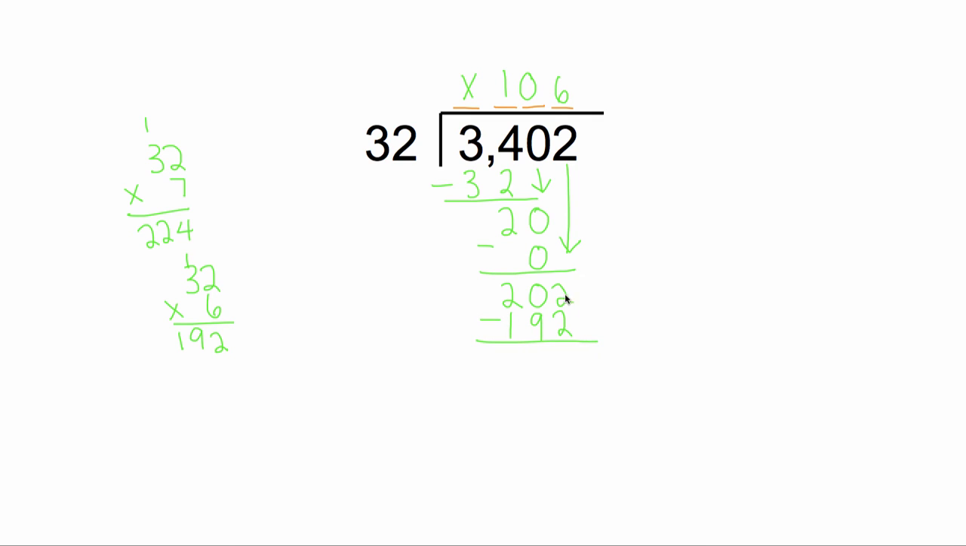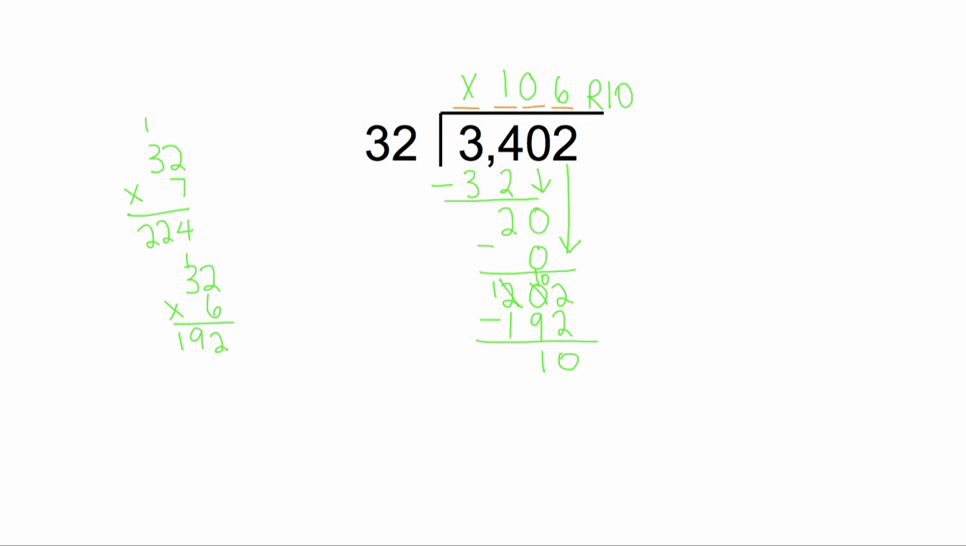We're going to subtract. We get 0. We need to make that a 10, and this a 1, and we're left with 10. We have nothing left to fill. Everything's done, so we have a remainder of 10. Our answer is 106, remainder 10.